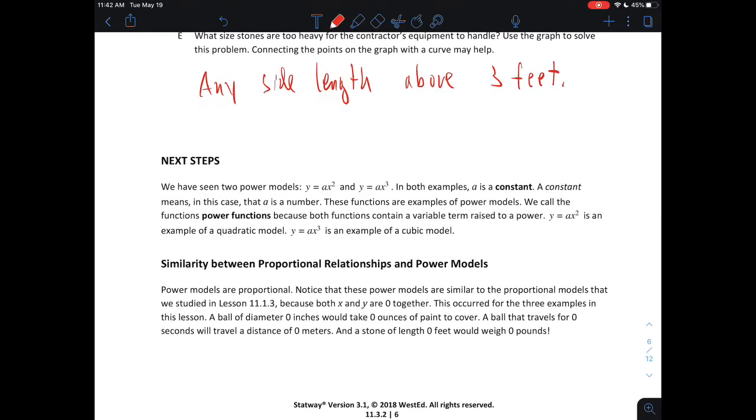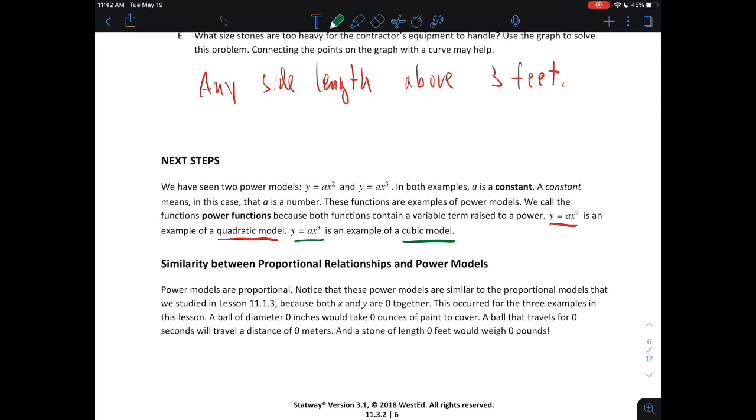We have seen two power models, y equal a times x squared and y equal a times x cubed. In both examples, a is a constant. A constant means in this case that a is a number. These functions are examples of power models. We call the functions power models because both functions contain a variable term raised to a power. Y equal a times x squared is an example of what is called a quadratic model. And y equal a times x cubed, that is an example of a cubic model.